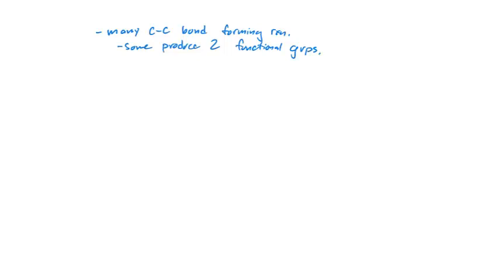Let's look at some synthesis strategies now using alpha carbon chemistry. As we've seen in this chapter, there are many C-C bond forming reactions that we've discussed. Some of them produce two functional groups. And if we observe the relationship between those two groups, we can get an idea of which of these C-C bond forming reactions we used.